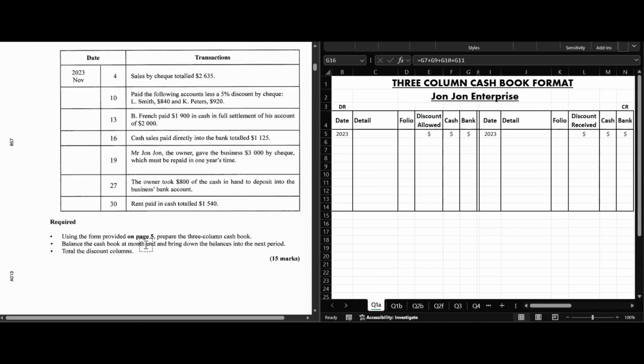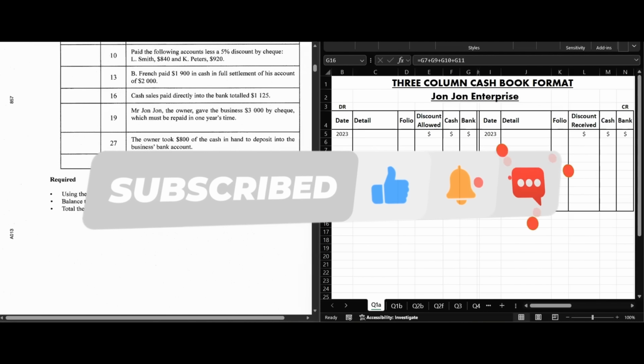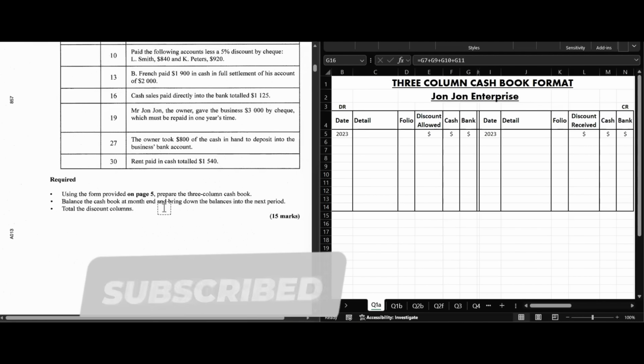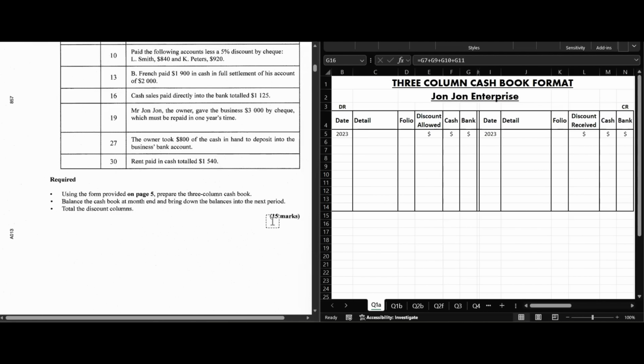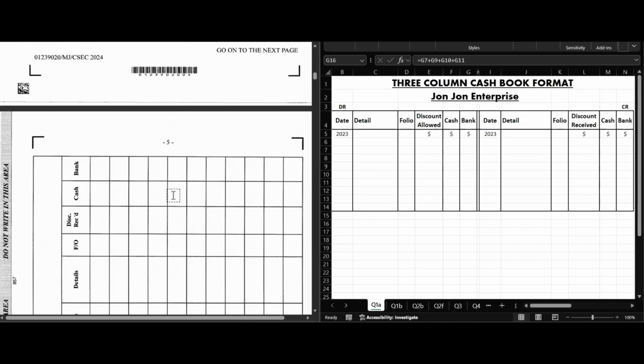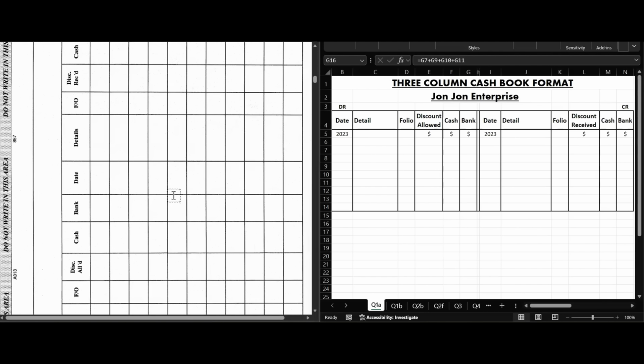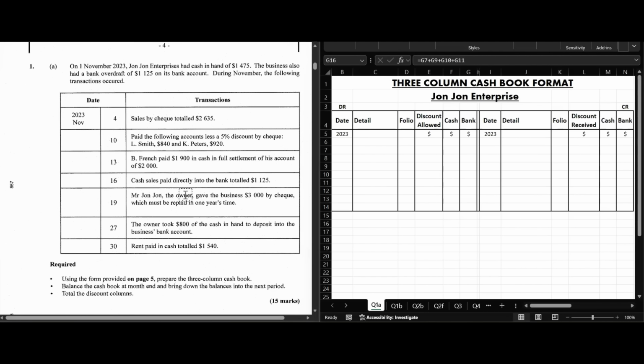And using the form provided on page 5, we are being asked to prepare the 3-column cash book, balance the cash book at month end and bring down the balances into next period, and total the discount columns. This was worth 15 marks. Now, as you guys would see, you do have the cash book laid out there for you to use. So I will now show you guys the solution with my sheet at the side. So let's go guys, let's take this on.